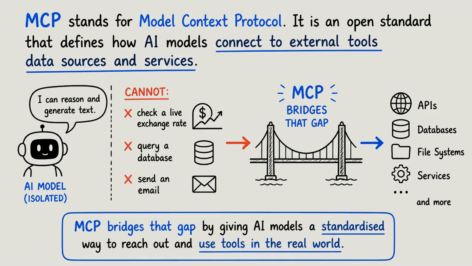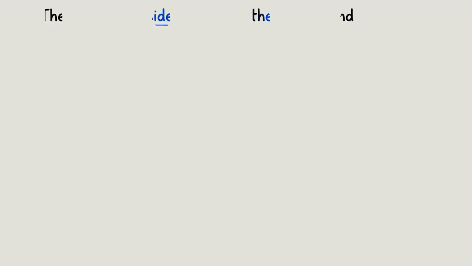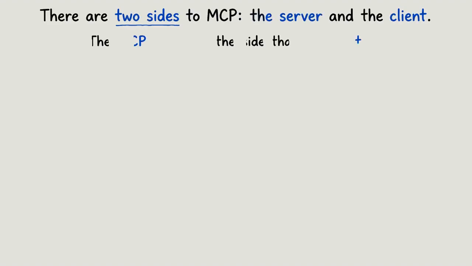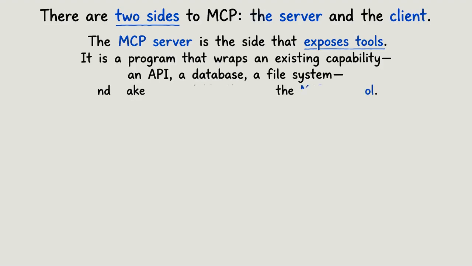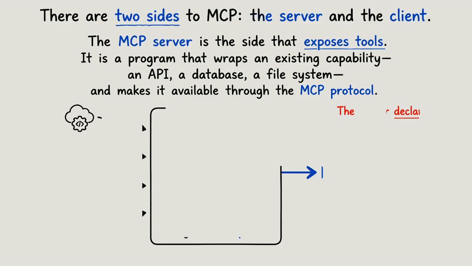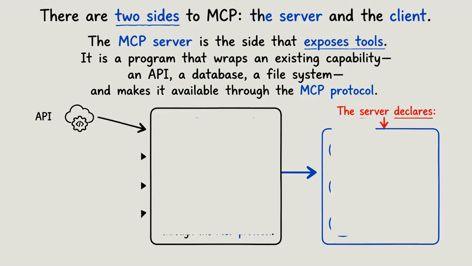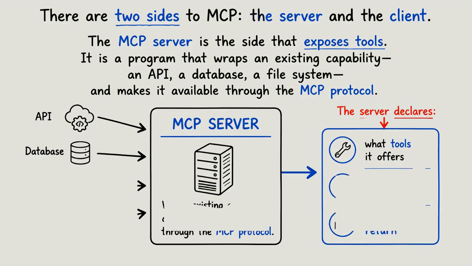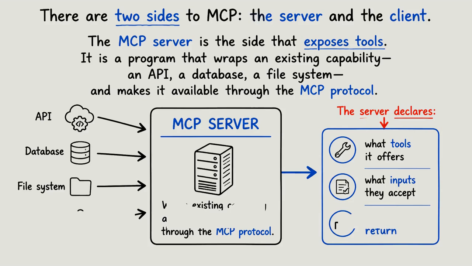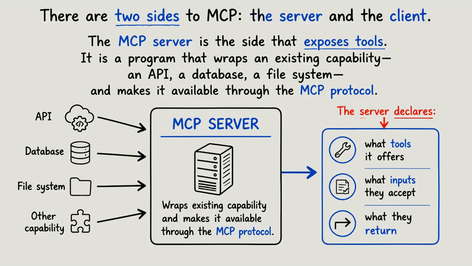MCP bridges that gap by giving AI models a standardized way to reach out and use tools in the real world. There are two sides to MCP, the server and the client. The MCP server is the side that exposes tools. It is a program that wraps an existing capability, an API, a database, a file system, and makes it available through the MCP protocol. The server declares what tools it offers, what inputs they accept, and what they return.